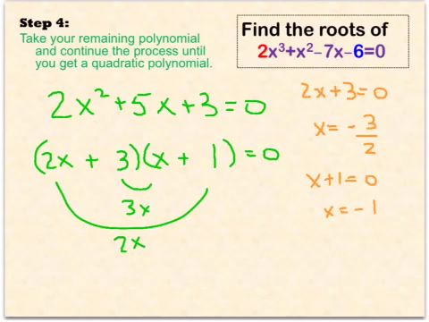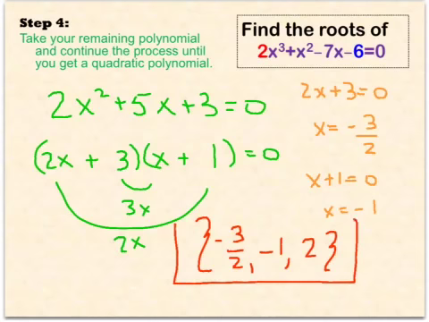So I found all of my roots. My roots are, remember before we found the root of 2. So my roots are negative 3/2, negative 1, and positive 2. I should have 3 roots because I started with a cubic function. Remember, fundamental theorem of algebra.